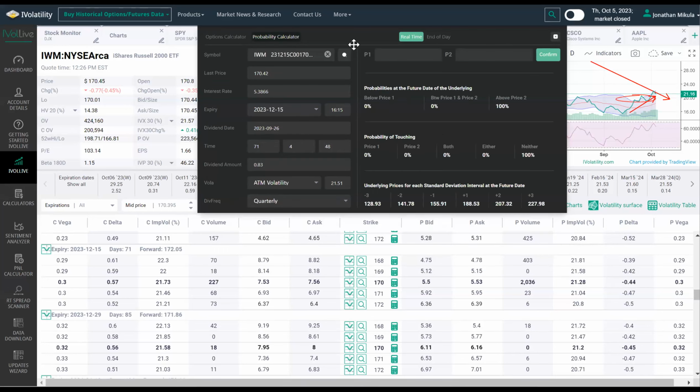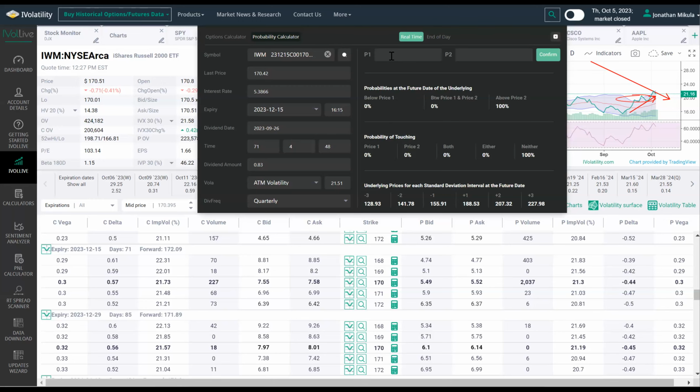But for now, when we're evaluating a potential trade, I like to go to the probability calculator. What that will do is pull up the specific strike we're looking at, right? Which is the IWM strike 170 that expires on December 15th, 2023. Here's our dividend date, which we already looked at. We have 71 days to expiration. Here's our at the money volatility. So our IV is 21.51, which is right in line with what we saw here.